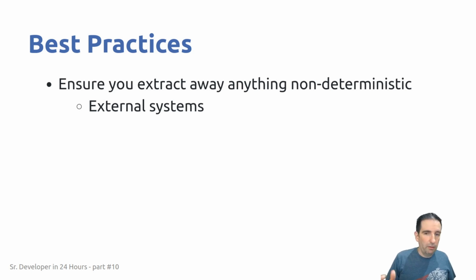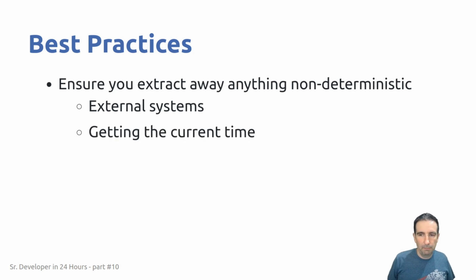But there are other things, right inside of our code that could be non-deterministic. And they are fairly simple, fairly basic operations, but it's good to be aware of them. For example, getting the current time. Depends on how we're using the current time. That could have an effect on our tests that could make them non-deterministic.